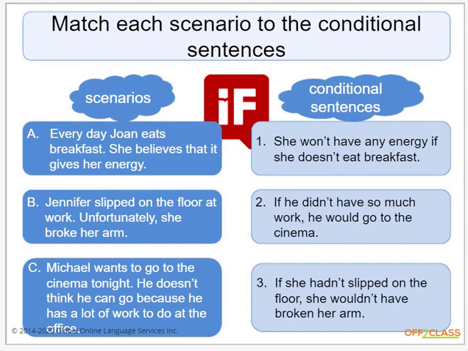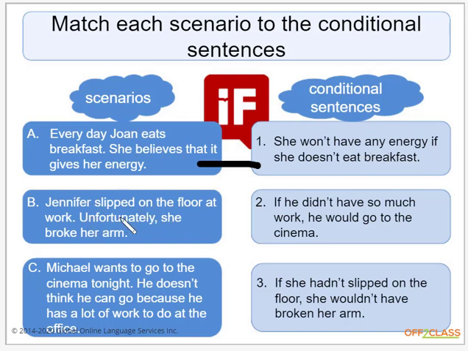For a warm-up, I want you to match each scenario to the conditional sentences. So the scenario, and then you have a condition. Let's do it real quick. The scenario is, every day, Joan eats breakfast. She believes it gives her energy. The conditional sentence: she wouldn't have any energy if she didn't eat breakfast.